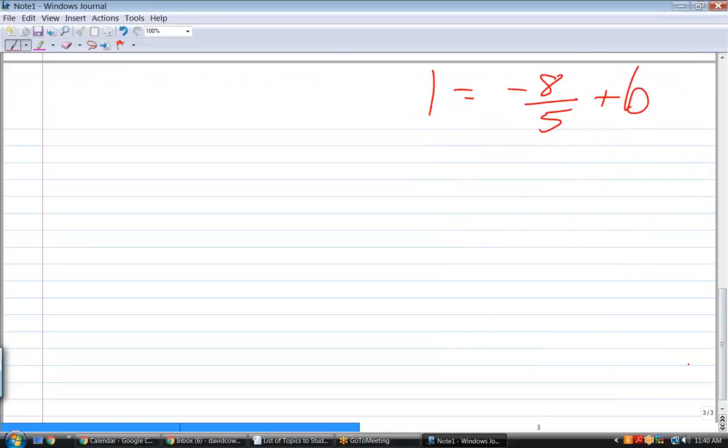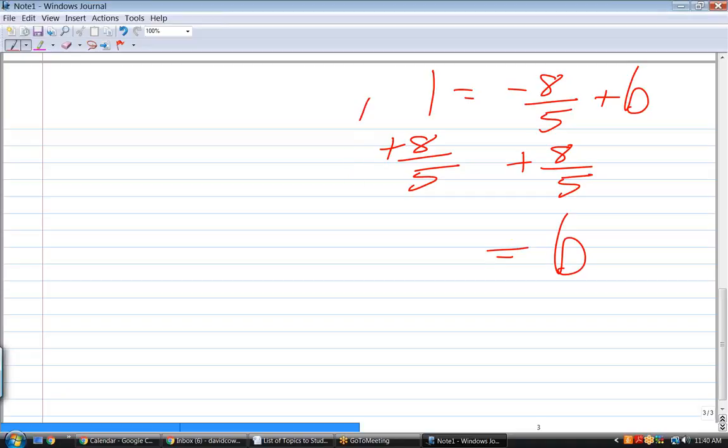We would subtract -8 fifths from both sides, or add 8 fifths. That's the same as what you said. You said subtract a negative, but that's the same as adding 8 fifths. So what's b equal to? No, it's 1 plus 8 fifths.